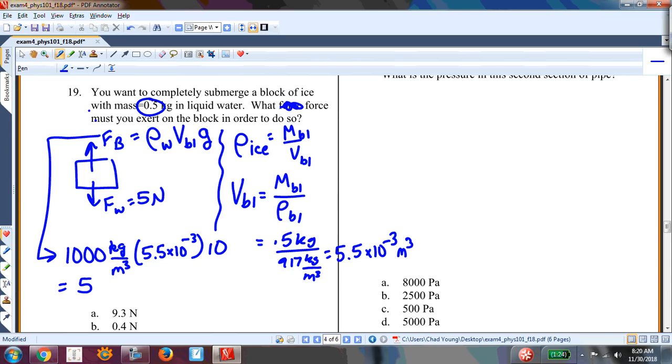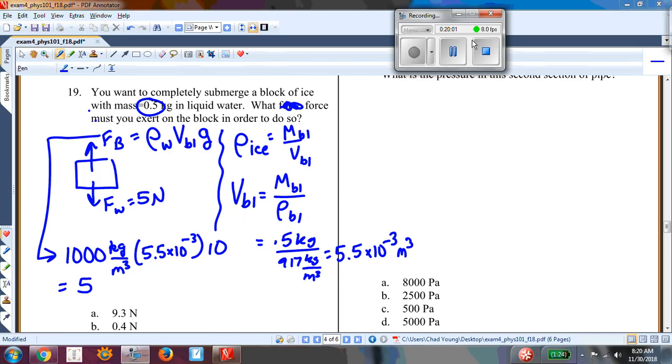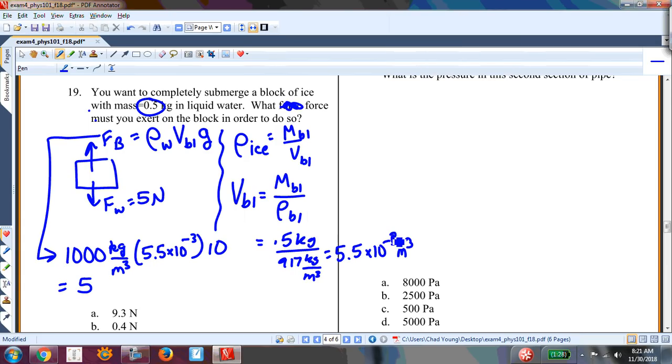Hold on, I have a mistake here. Let me find it. I'm going to pause for just a sec. Okay, I found my mistake. Sorry. This should not be 3. This is minus 4. That would be a really big buoyant force, 55 newtons on this little block of ice. That means you'd have to exert like 50 newtons. So anyway, this should be a minus 4. It's just a calculation error. And so this is 5.5 newtons. Isn't that right?